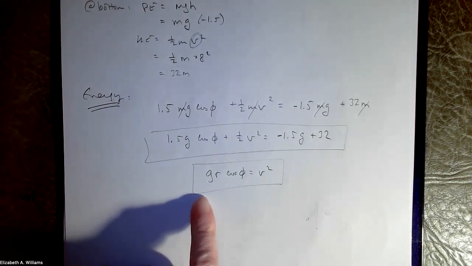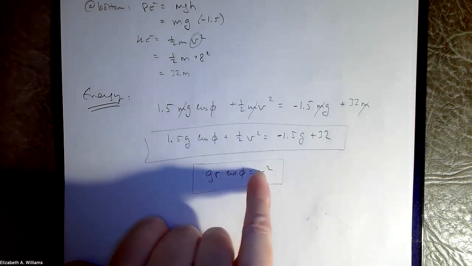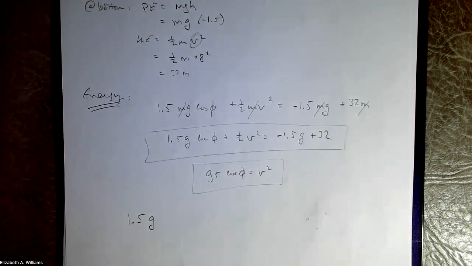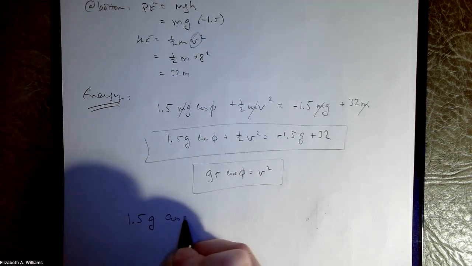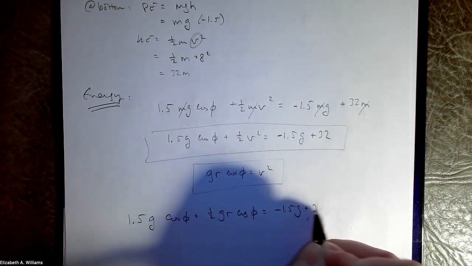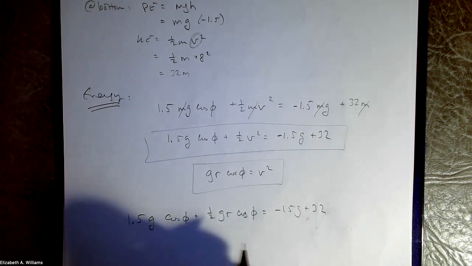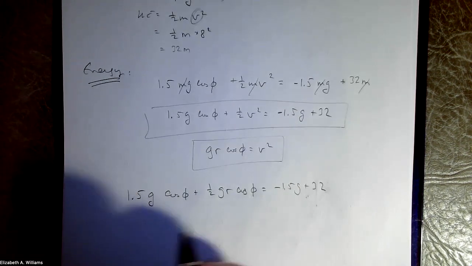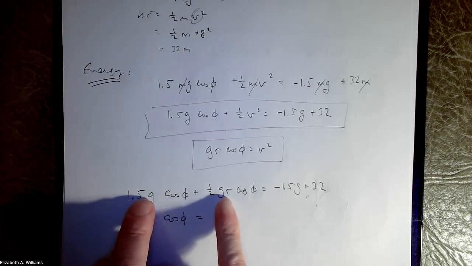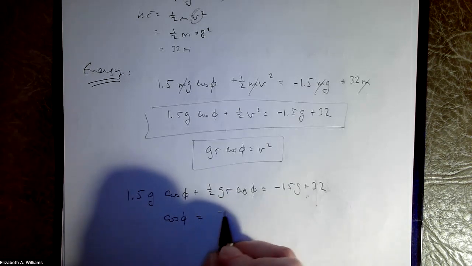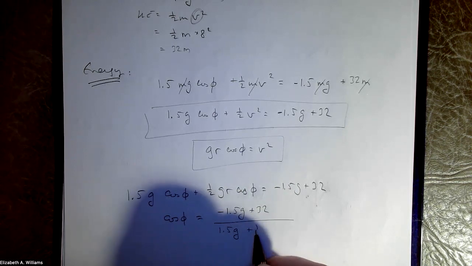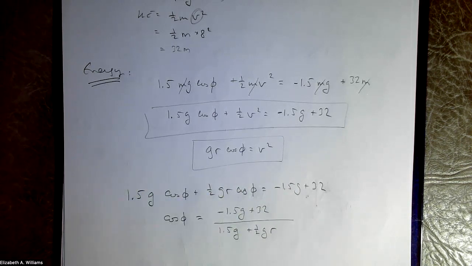Simultaneous equations. Well, I can swap out v squared. We'll see. So 1.5 g cosine phi plus 1/2 gr cosine phi equals number. Wouldn't it be nice if a g divided out? So, tidy up your bits. I'm going to factorize out a cosine phi, add those numbers together, and then divide by them. I'm going to do that all in one fell swoop. If you need to write it out, by all means, and you should check my work. But I think that's my deal.